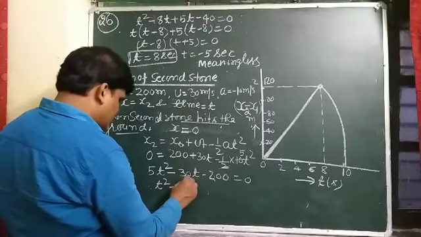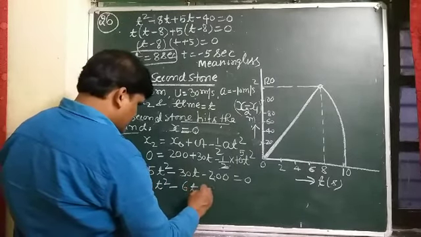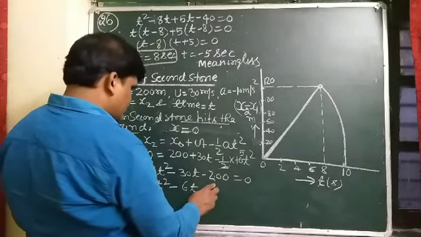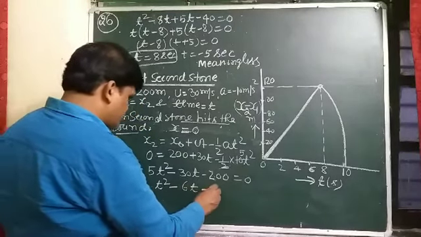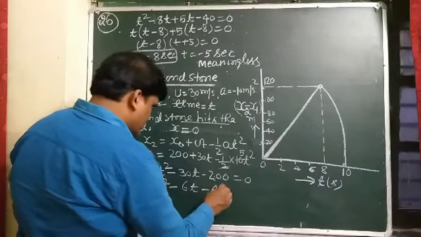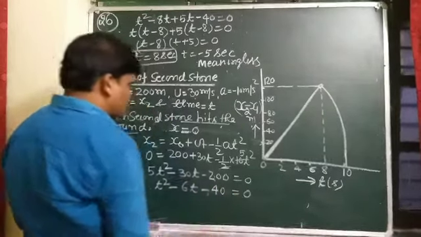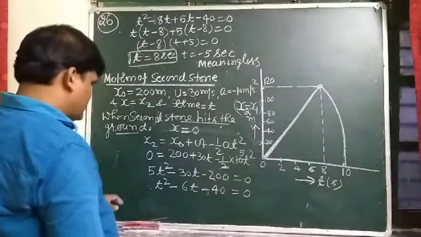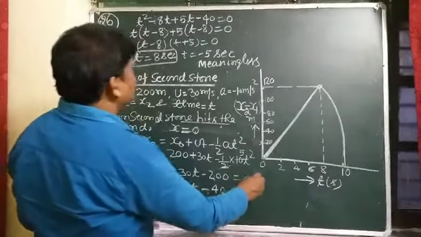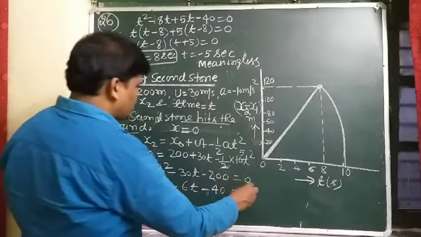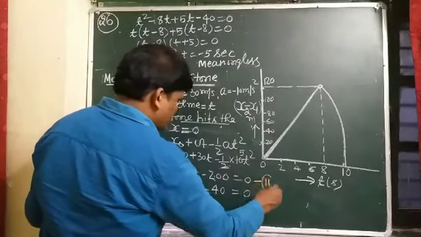Again solving this by dividing the equation by 5, it comes out to be t square minus 6t minus 40, which is equal to 0. Student, this is equation 2.